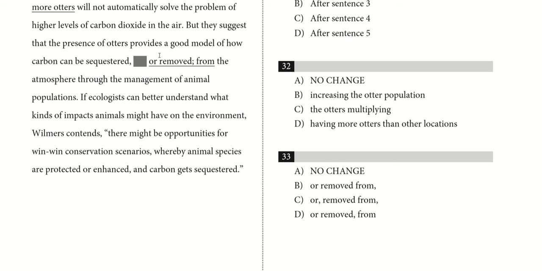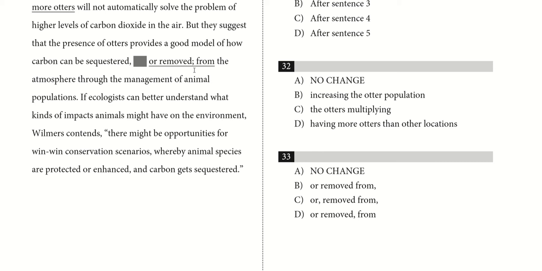So for 33, which is right here, let's read the sentence real quick. But they suggest that the presence of otters provides a good model of how carbon can be sequestered or removed from the atmosphere through the management of animal populations. So first thing we see here is this semicolon, right?